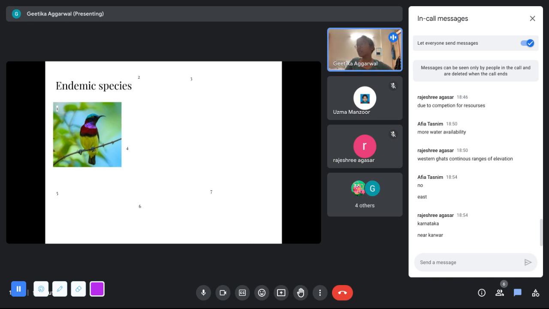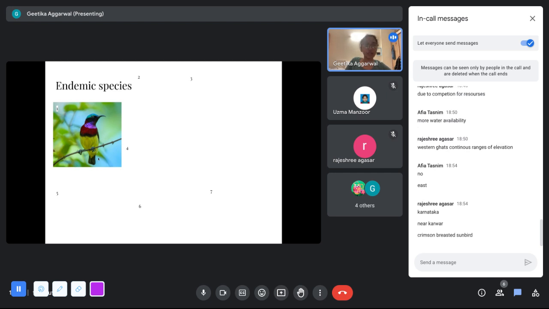Okay, so this is basically a crimson-backed sunbird. It's one of the many sunbirds found in India, and this is endemic to the Western Ghats. It's a very pretty little bird, with this striking coloration all over its body, which is for sexual selection. Moving on, can you guess what this is?